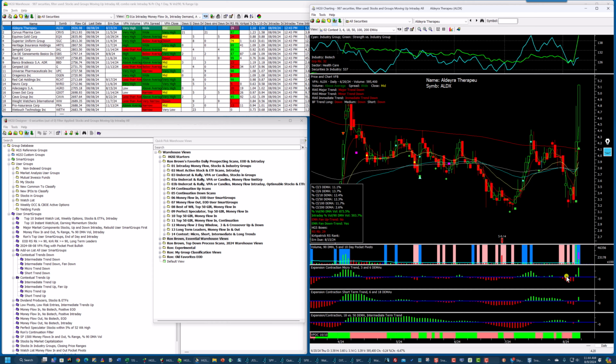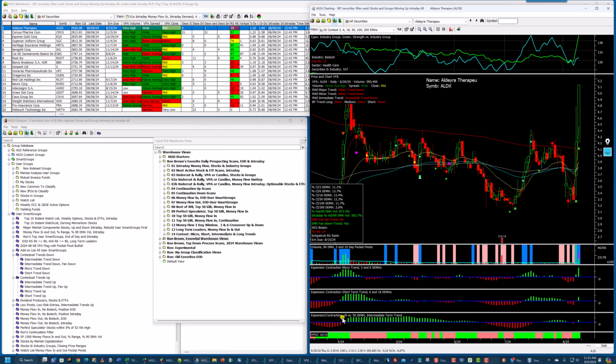Now, these histograms down here represent expansion and contraction. This is a micro trend, 3 and 6 day exponential moving averages. If the 3 is above the 6, the histogram will have a green bar. If it's below, red bar. This is a short-term trend, 6 and 18 day exponential moving averages. If the 6 is above the 18, you're going to have a green bar. If it's below, you're going to have a red bar.